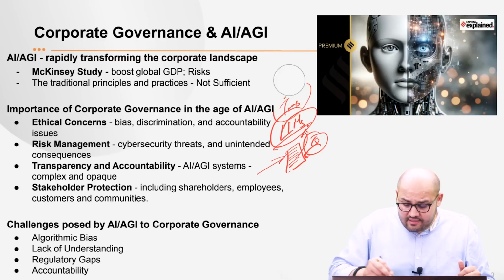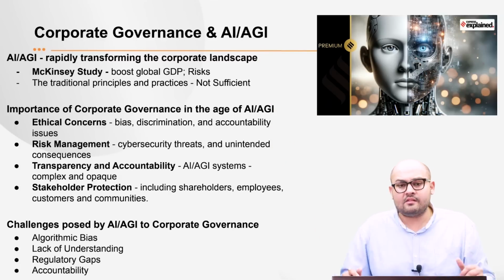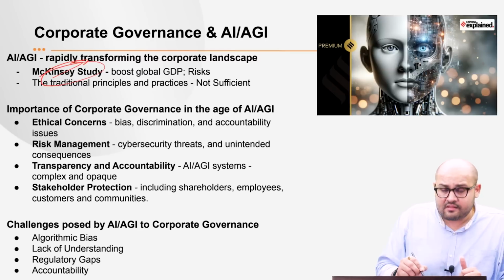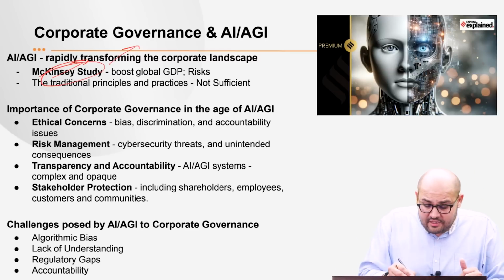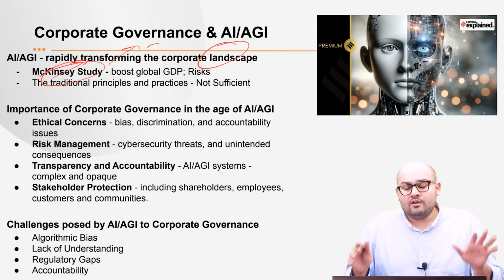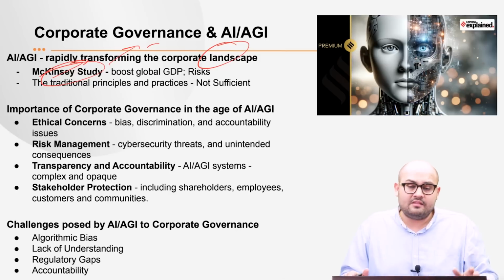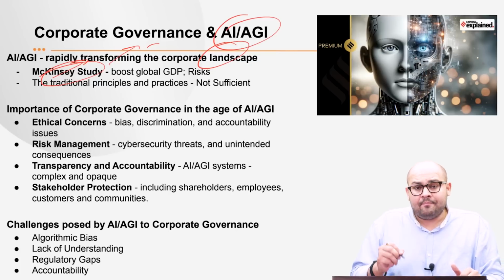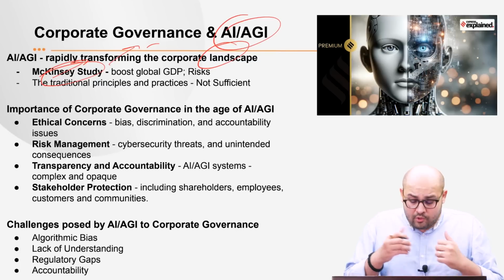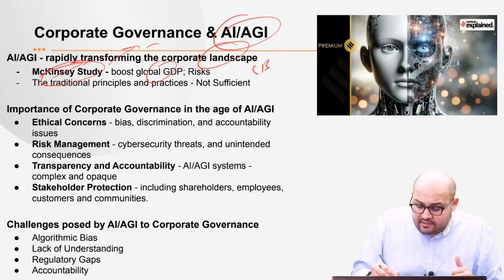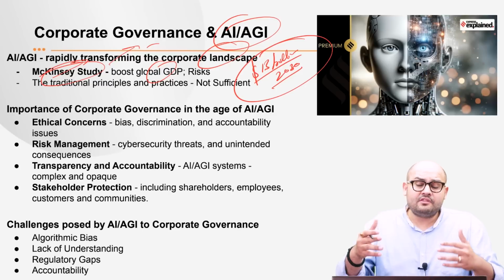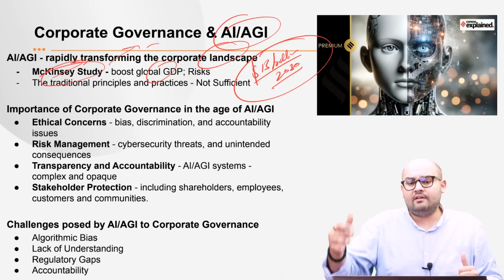Now, that is obviously having influence on different domains, especially on the working of the corporates. Now, what the McKinsey study says is, before that, as I said, that it is rapidly transforming the corporate landscape. Now, we had a very important study by McKinsey, and the McKinsey group said that AI and AGI have a significant potential to raise the global GDP by almost $13 trillion by the year 2030. That is, AI and AGI can help boost the global GDP by more than $13 trillion.